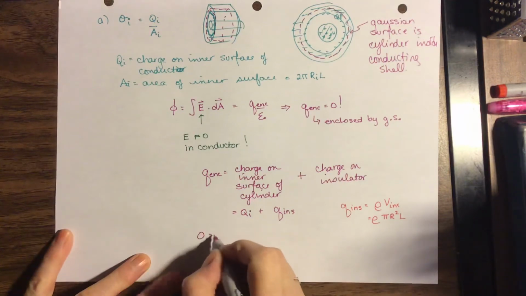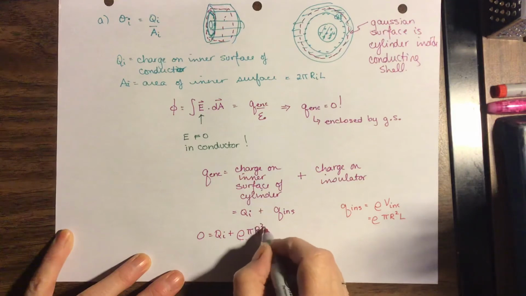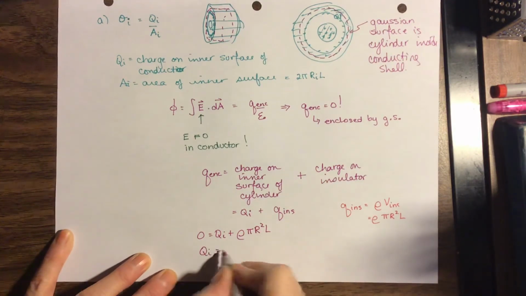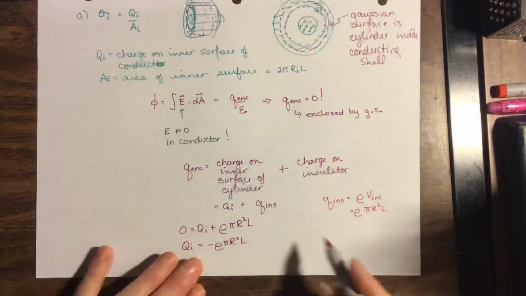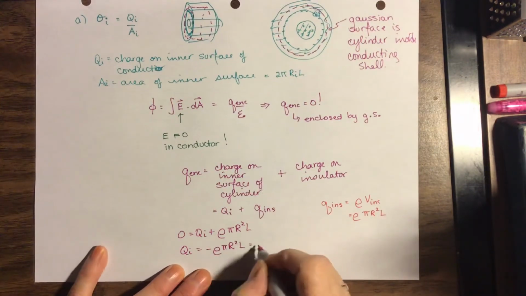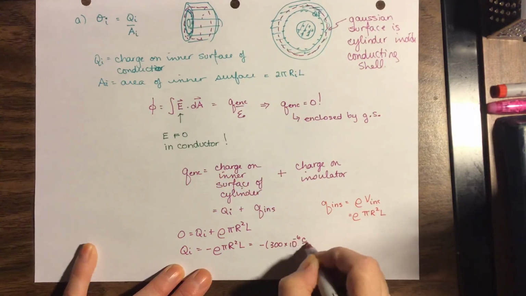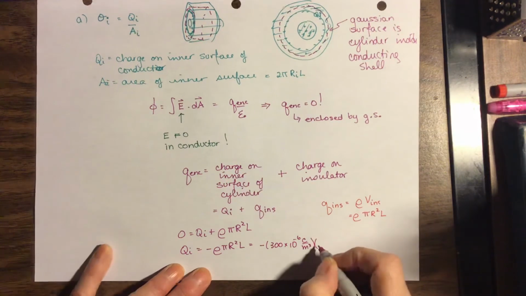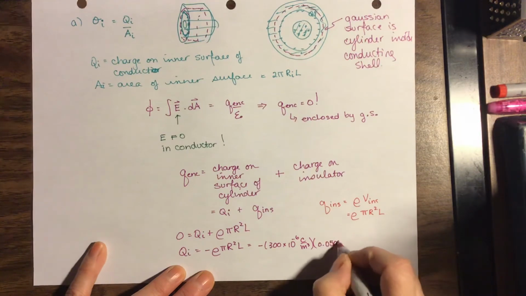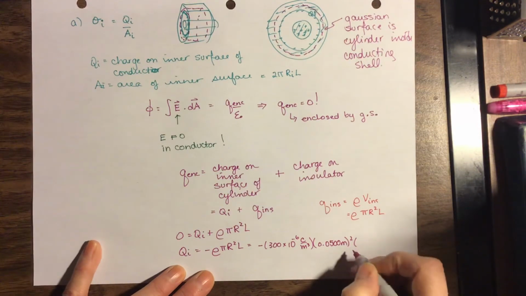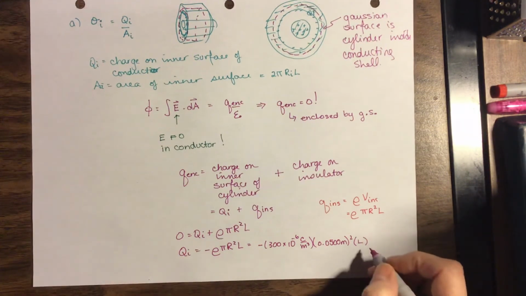So 0 equals Qi plus rho times pi times r squared L. Qi equals minus rho pi r squared L. Let's put my numbers in here. Rho is 300 times 10 to the minus 6 coulombs per meter cubed times r, that was 5 centimeters, 0.05 meters squared, times the length L, which is not something I know, so I'm just going to leave that as an L.